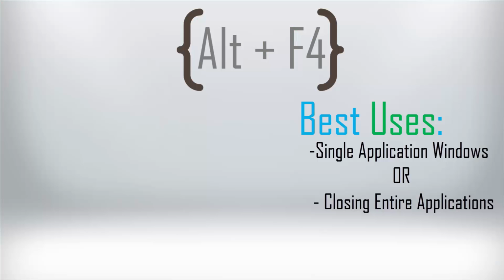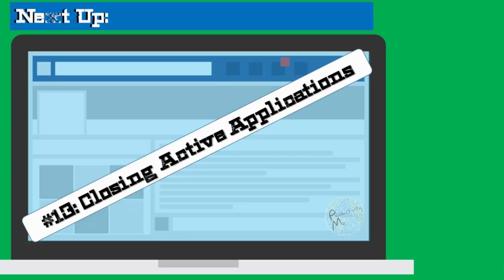Boom, it's gone. In our next video, we'll cover the in-application level shortcut of Control F4, a great addition to your productivity arsenal. While Alt F4 will close both your final application window and the application itself, Control F4, on the other hand, will allow you to close your final application window while keeping that application active.